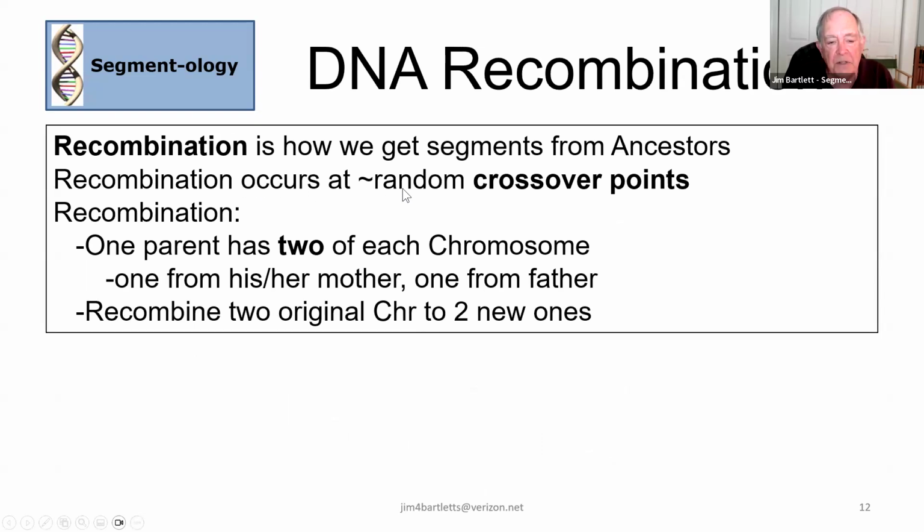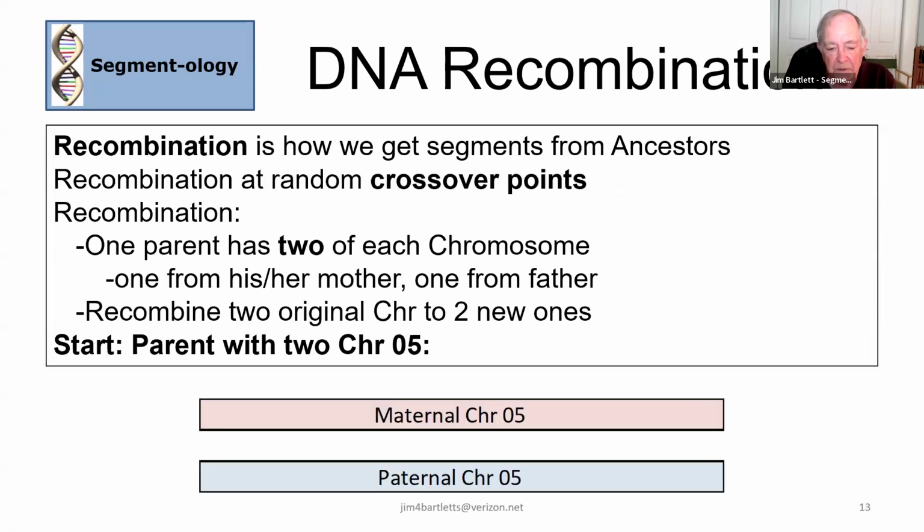And the recombination occurs at pretty much random crossover points. There are some places that have more crossover points in an area than others, but for the most part, for genetic genealogy, they're random. So with recombination, one parent has 2 of each chromosome, one from his mother and one from his father, and they recombine the 2 chromosomes into 2 new ones and pass one along to you.